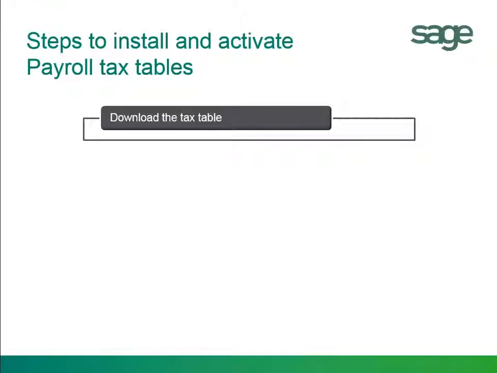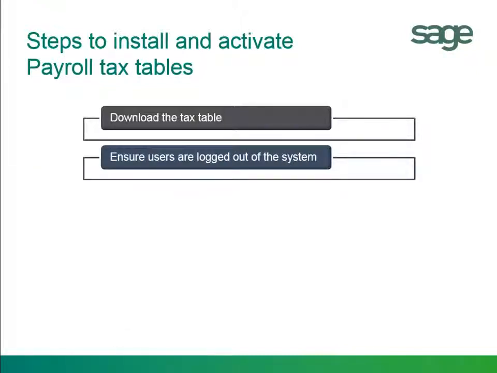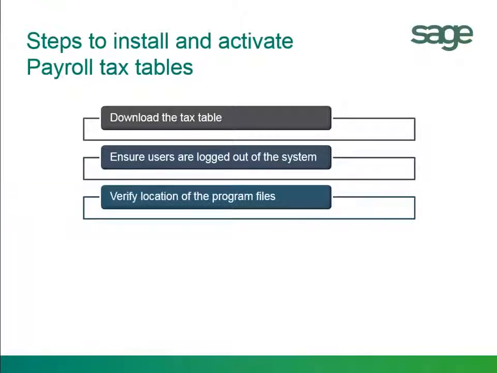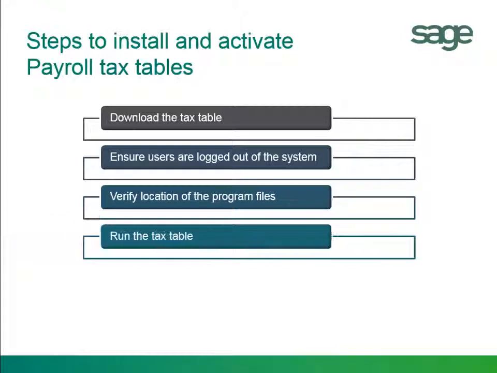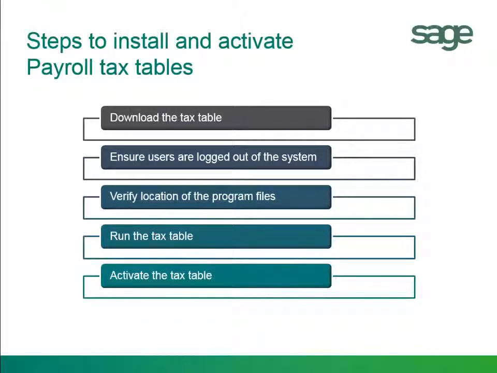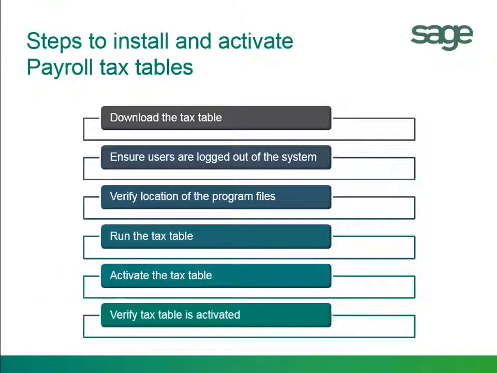So once you've downloaded the correct version of the tax table, we will make sure that all the users are logged out of the system. We will also verify the environment where the programs are, local or on the server. And then we'll run the tax table. And once the tax table is run, we will also activate the tax table. And then we will look at how to verify that the tax table is activated and ready for the new payroll deductions.